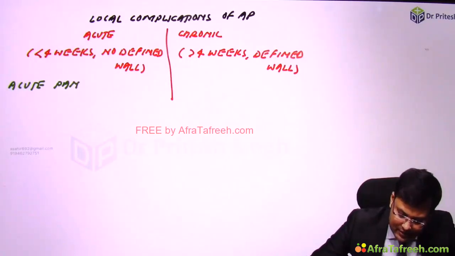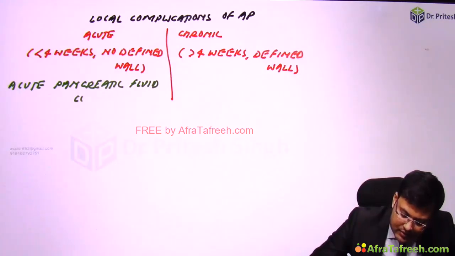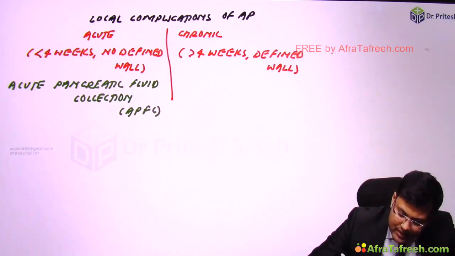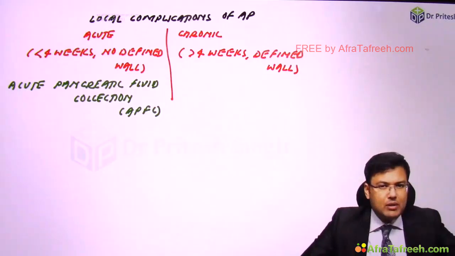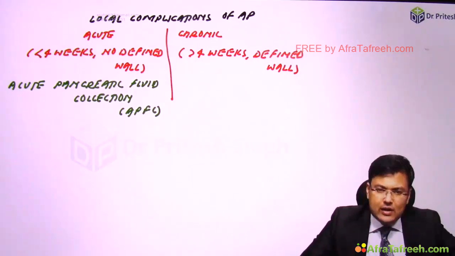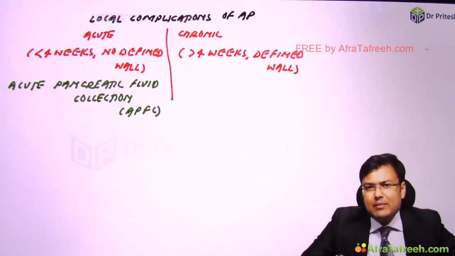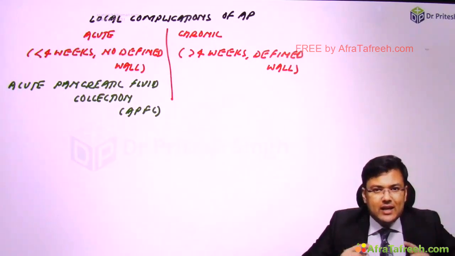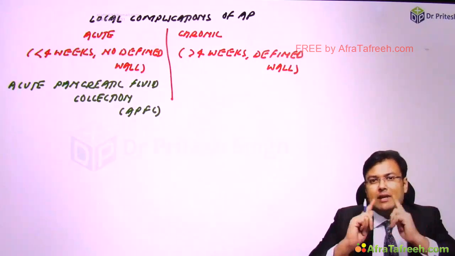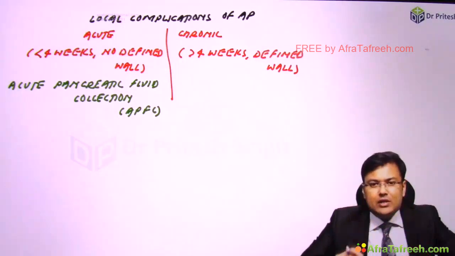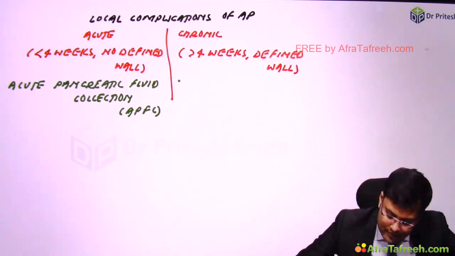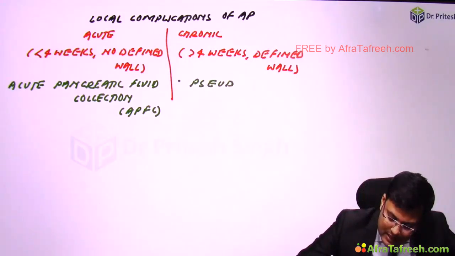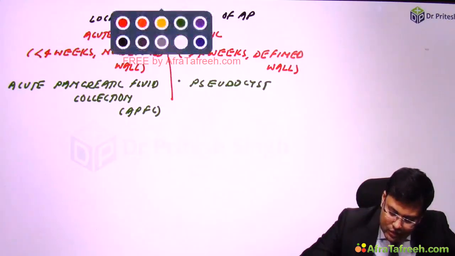So see, first is acute pancreatic fluid collection. It is also known as APFC. Now see the problem. In the majority of cases, this acute pancreatic fluid collection is reabsorbed or disappears spontaneously. But if it persists for more than 4 weeks, it is lined by granulation tissue. And whenever it is walled off, lined by granulation tissue, this is known as what? Pseudocyst.